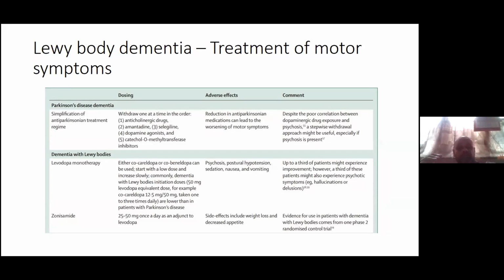You start with an anticholinergic drug, then go down to amantadine, selegiline, dopamine agonists, and last of all, catechol-O-methyltransferase, or COMT, inhibitors. So those are the sequence of drugs that we generally try to stop, because of their cognitive side effects. With regards to treating patients with dementia with Lewy bodies, levodopa monotherapy is the number one option for treating motor symptoms. However, the dose required is much less than you would use for patients with Parkinson's disease dementia, because levodopa itself can precipitate psychosis. Zonisamide, not so much available in this country, can be an adjunct treatment for patients with dementia with Lewy bodies.